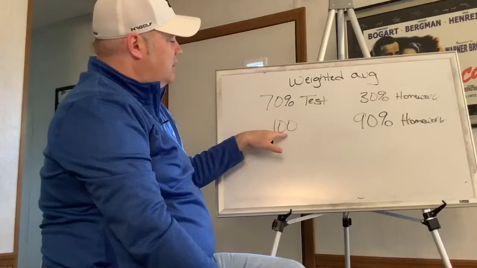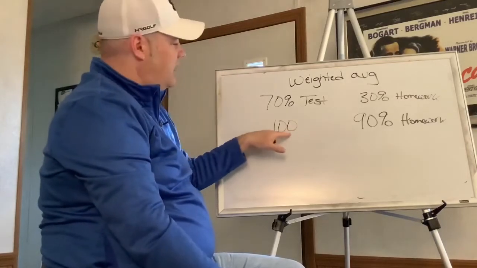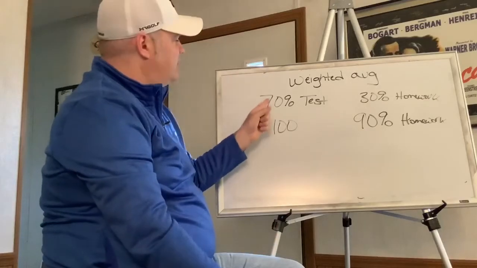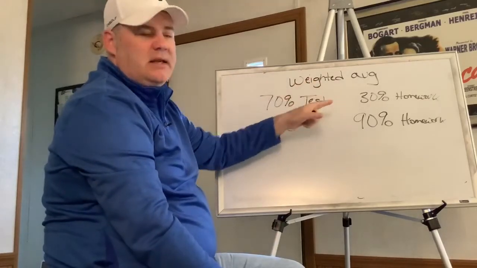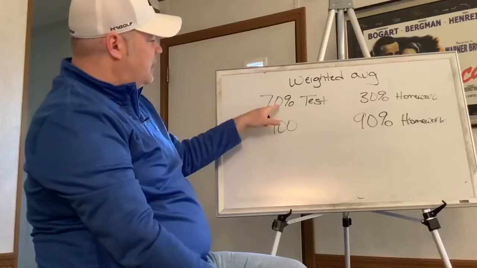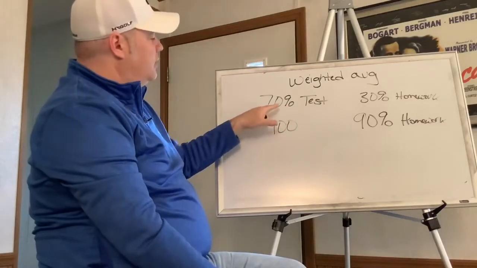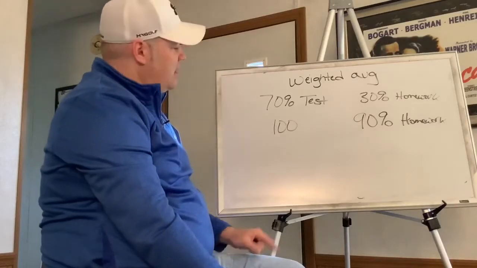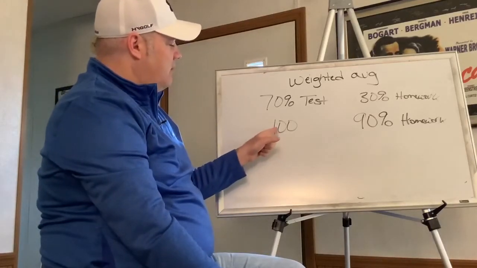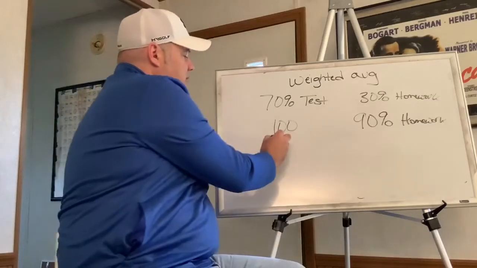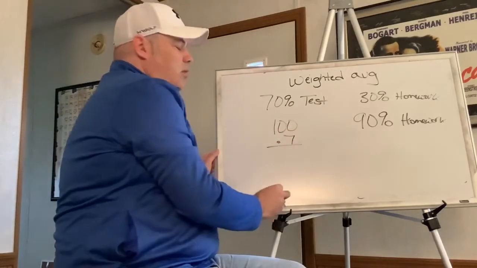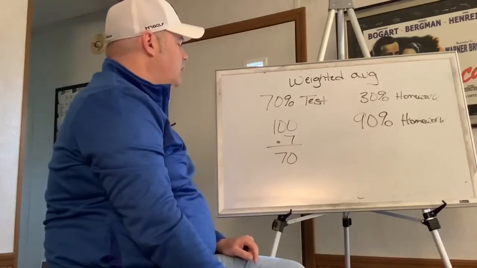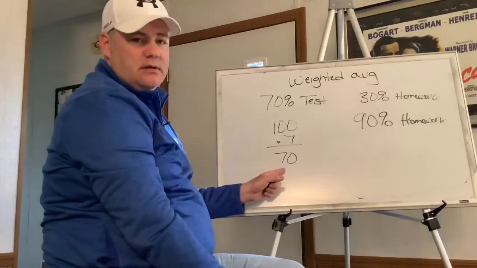If you got 100 on all your tests, and you averaged them out, and you got 100, and you got 90 on all your homework, what you need to do next is find out, well, what's my weighted average? How you do that is you've got to turn the 70% into a decimal. We know how to do that. We move the decimal twice, and we get 0.7. That means I'm going to take my test grade and multiply it times 0.7. What comes out is 70. So you get 70 as that answer.